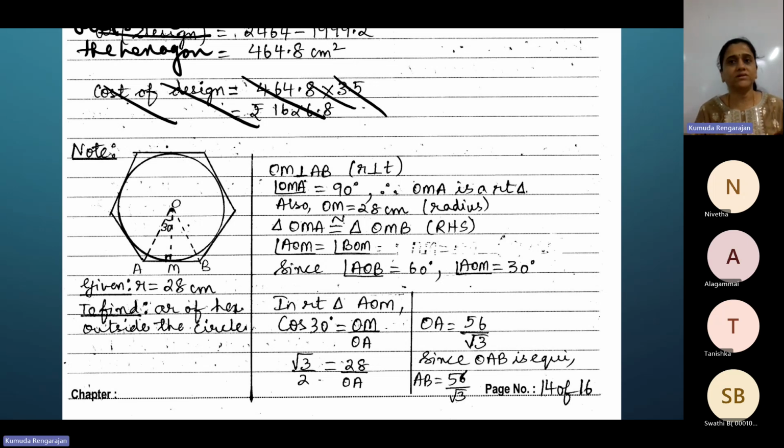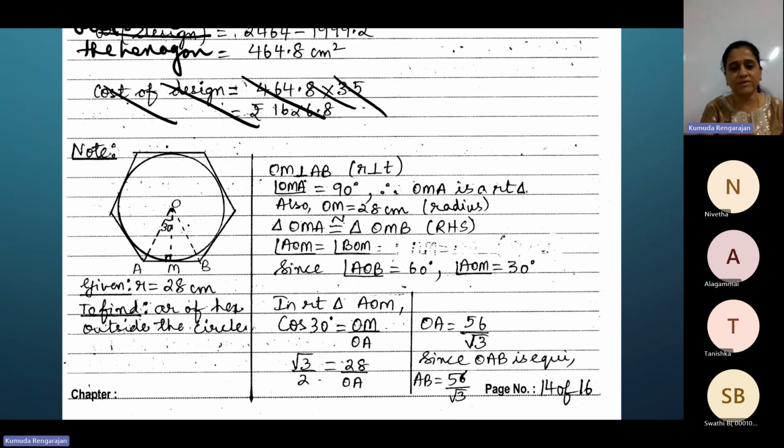See, what should you find? You should find the area of the hexagon outside the circle. So how do you do it? It's the area of the hexagon minus the area of the circle. For the circle, we know the radius. So we want to know the side of the hexagon. How do you find the area of the hexagon? 6 into root 3 by 4 into side square. We have to find the side of the hexagon, AB. Once you find AB, then you can find the required area.